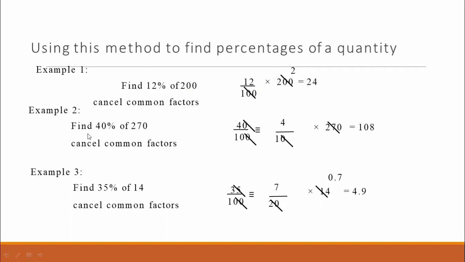Now the second example, to find 40% of 275. 40 percent means 40 divided by 100, which is equal to 4 by 10, and of means multiplied by 270. So after simplification, we obtain 108. Now 35% of 14. 35% means 35 divided by 100. So 35 divided by 100 means 7 by 20. Of means multiplied by 14. So after simplification, we obtain 4.9.